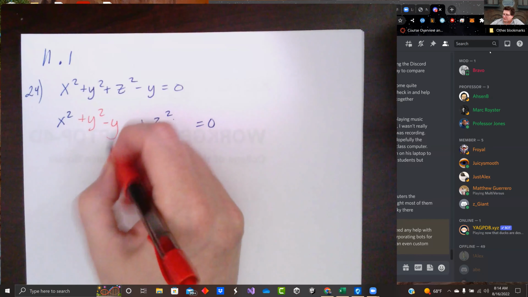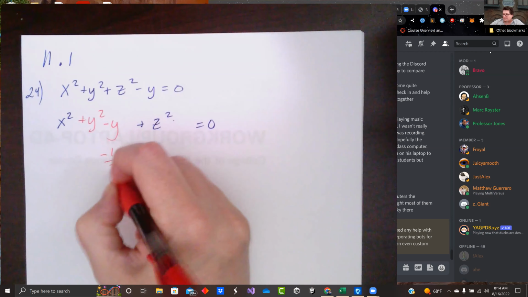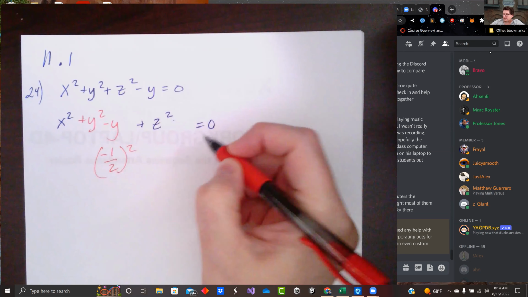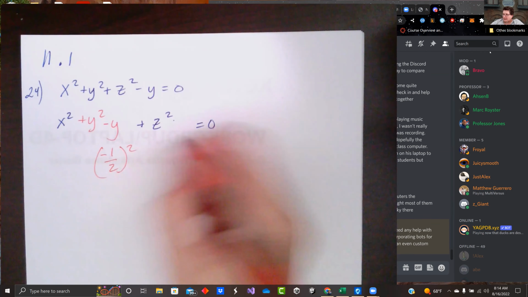So one easy way of doing it, take the coefficient here, -1, divide by 2, and square it. And add that to both sides. So 1/2 squared is 1/4. And so now we have x squared plus y minus 1/2 squared plus z squared equals 1/4.